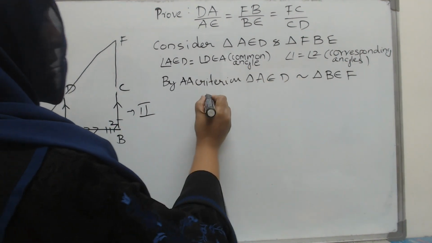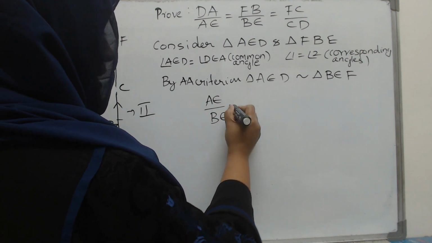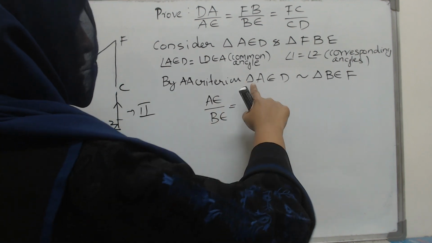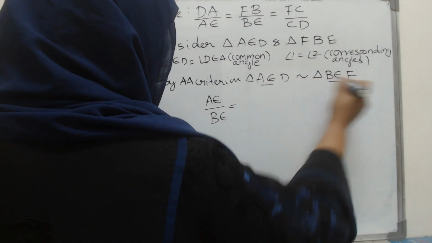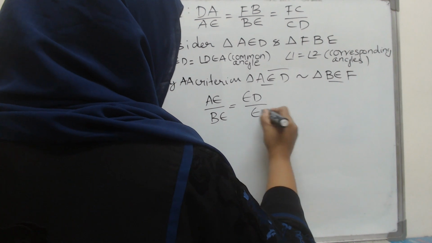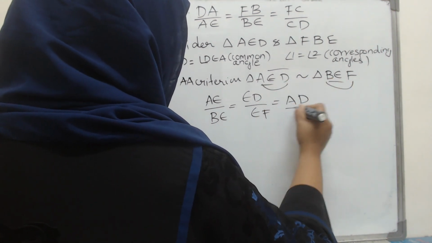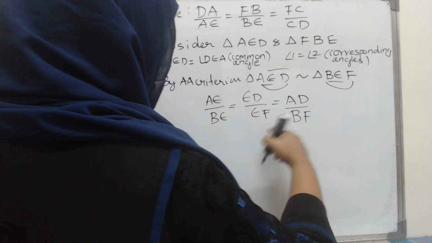Once you prove they are similar, what follows? The ratio of their sides are equal, corresponding sides. First side here, first side here. Second side here and the second side there, and then what? The third side, the third side. So this is how your ratios look like.